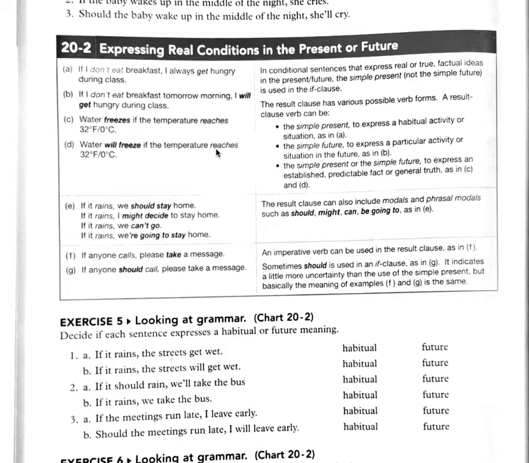So we look at chart 20-2, example A. If I don't eat breakfast, I always get hungry during class. Okay? This is real. Okay? In the present. B. If I don't eat breakfast tomorrow morning, I will get hungry during class. Notice here, in the result clause, will get. Will in the simple form of the verb. So this is real in the future.